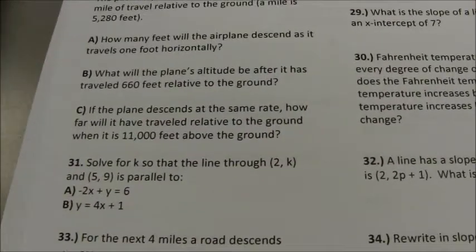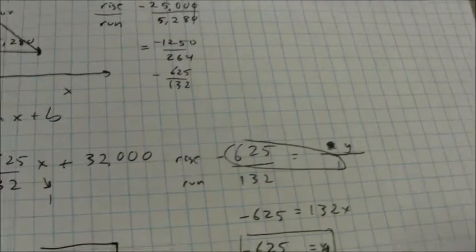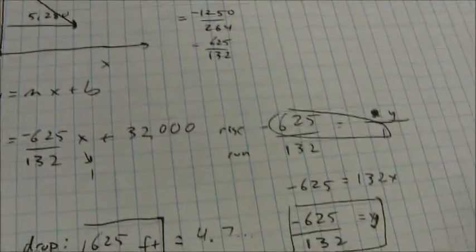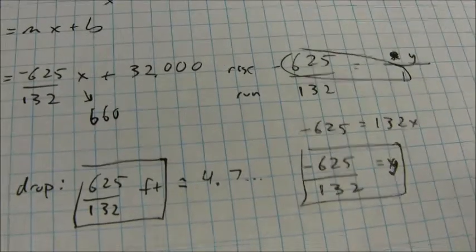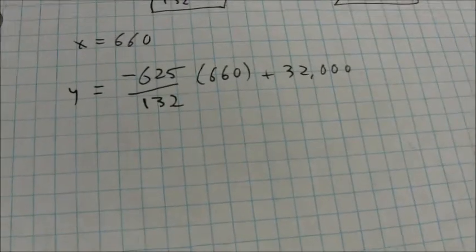Part 2 asks you what will be the plane's altitude after it's traveled 660 feet relative to the ground. Well, relative to the ground, 660 feet is an x value. So for an x value of 660, I want to figure out its new altitude. Well, remember this equation I wrote up here is the new altitude. So I can actually substitute my 660 in for x, and I can solve that. That'd be negative 625 over 132 times 660 plus 32,000 equals y. Remember, y is an altitude.